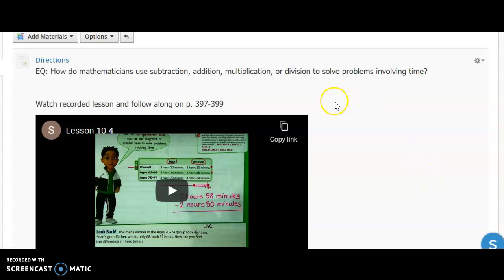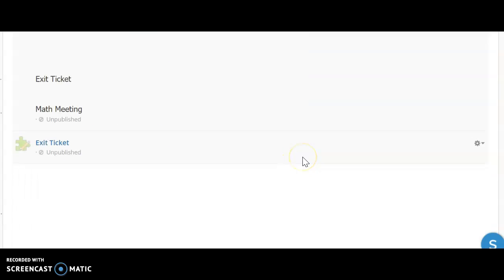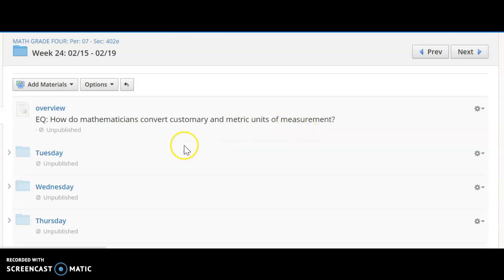I know that's kind of confusing, but this is on page 397 to 399. You do have some independent practice on page 399 and on page 400. There is an exit ticket and we will meet at 2 o'clock to discuss those problems.